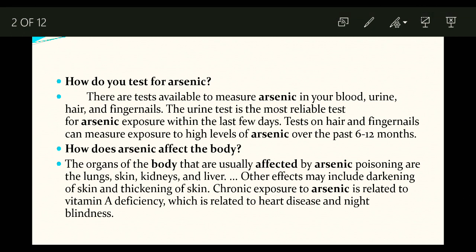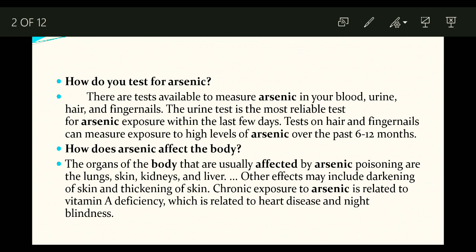Okay, the questions likely to come in your mind are: How do you test for arsenic? There are tests available to measure arsenic in your blood, urine, hair, and fingernails. The urine test is the most reliable test for arsenic exposure within the last few days. Tests on hair and fingernails can measure exposure to high levels of arsenic over the past 6 to 12 months.